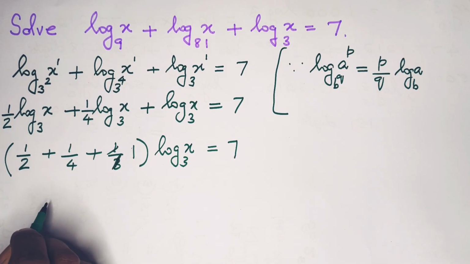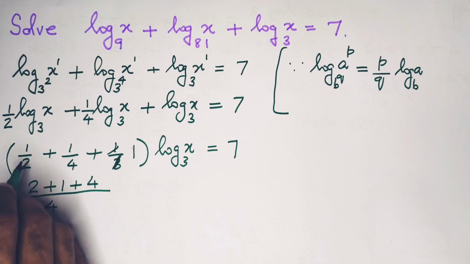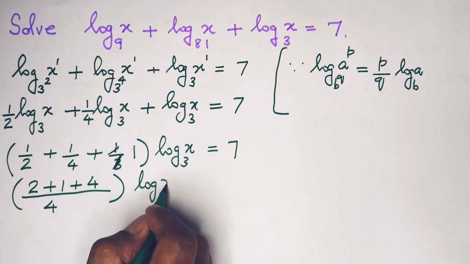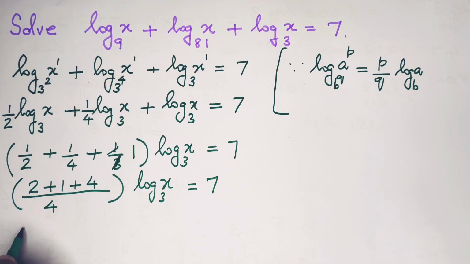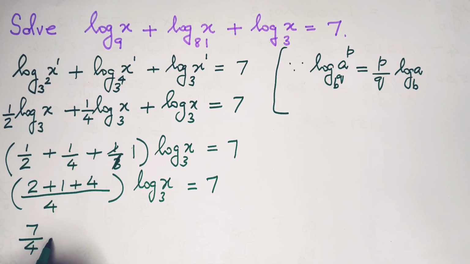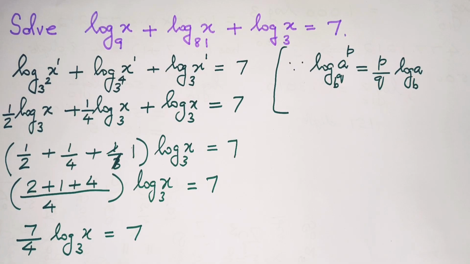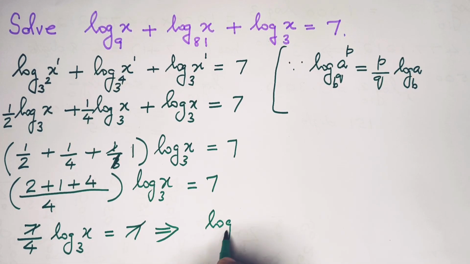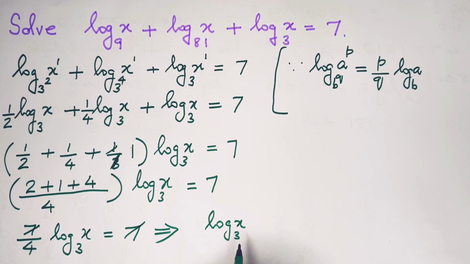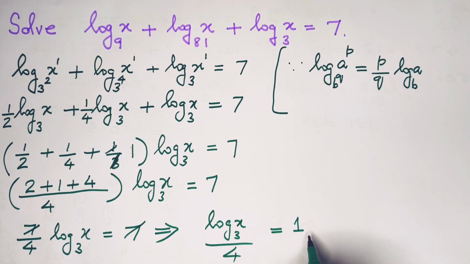Now let me simplify this. I hope you know how to simplify fractions. This is what you get by simplifying this: 7 over 4 log x to the base 3 equals 7. This implies you can cancel these two and you will have log x to the base 3 the whole divided by 4, that is this 4, equal to 1. Cancelled means there is 1 left over here.